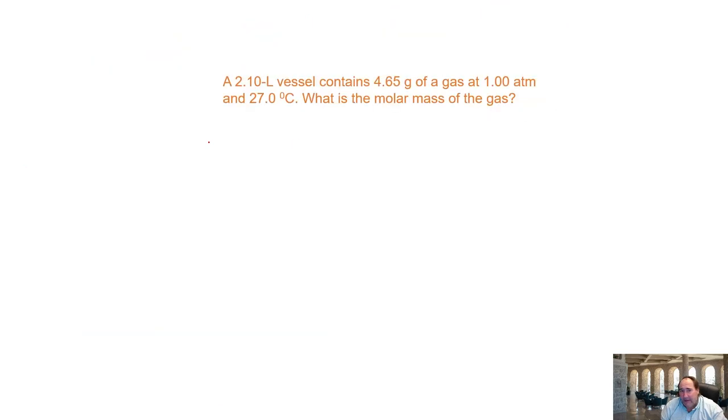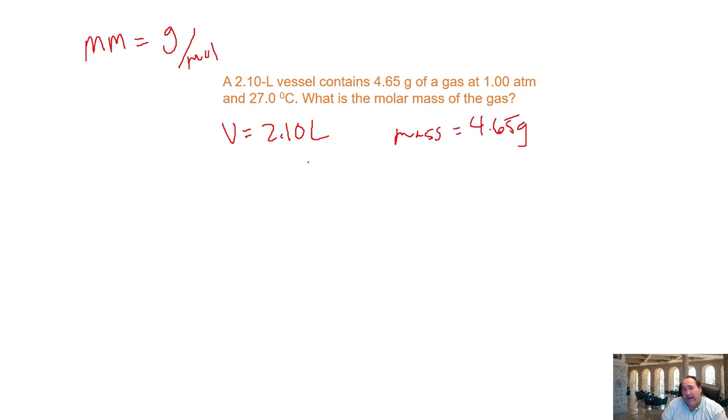Let's talk a little bit about molar mass and how we could use our ideal gas law to help us out as well. So molar mass has units of grams per mole. So ultimately, that is what we want to look for. If we pull out the information in this problem, we have a volume of 2.1 liters, a mass of 4.65 grams, a pressure of 1 atmosphere, and a temperature of 27 degrees Celsius.